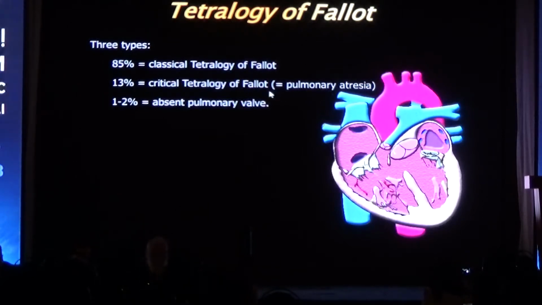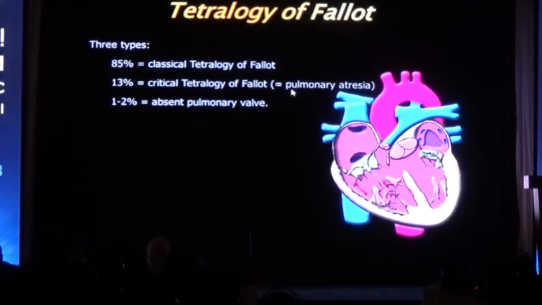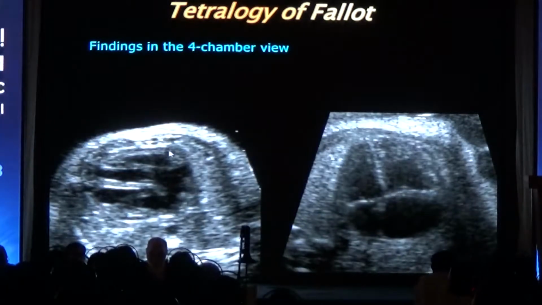Now, don't be disappointed if you do an 18-week exam and you make this nice diagnosis of tetralogy of Fallot, and when the baby is born, it does not have tetralogy of Fallot. Instead, it has pulmonary atresia with ventricular septal defect. Well, you didn't make a mistake. This is just a normal evolution of the disease. The tetralogy of Fallot has evolved into the pulmonary atresia with ventricular septal defect. And then less commonly, you will have an absent pulmonary valve, and I'll show you the difference when we have finished this segment here. So what's abnormal in this 4-chamber view here?